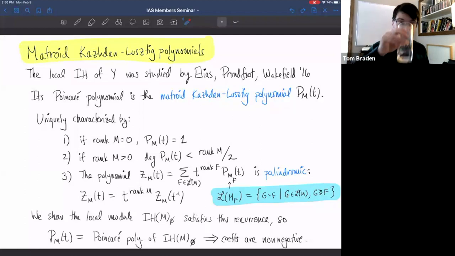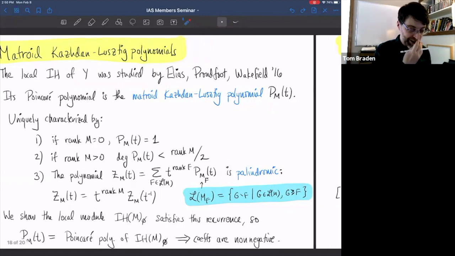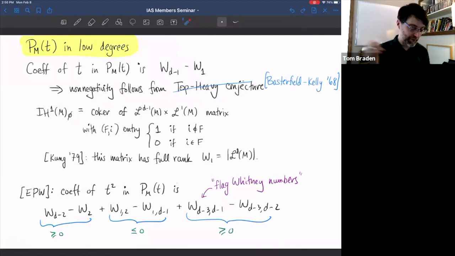Okay. And for the last few minutes, I want to say a little bit about these polynomials, because they have some nice properties. This is my last slide. Low degree coefficients of this polynomial are kind of nice.